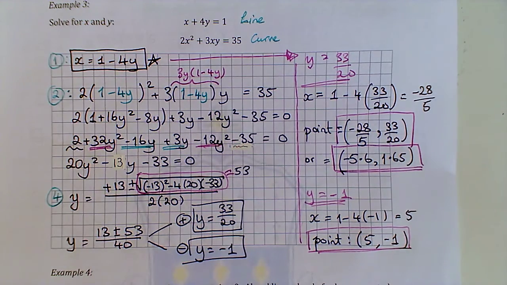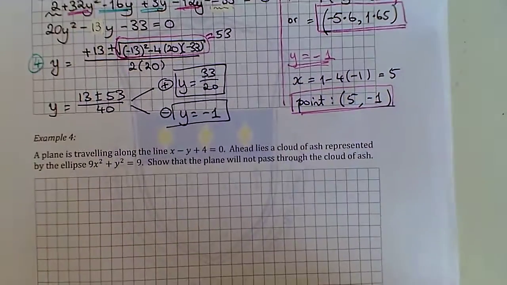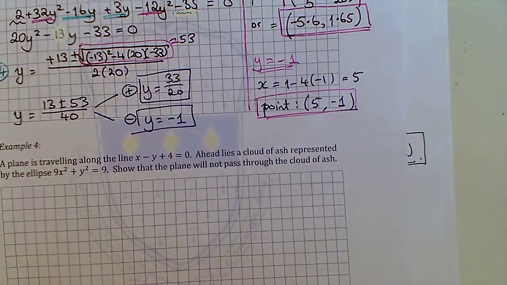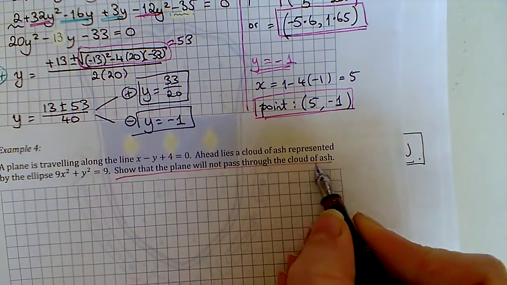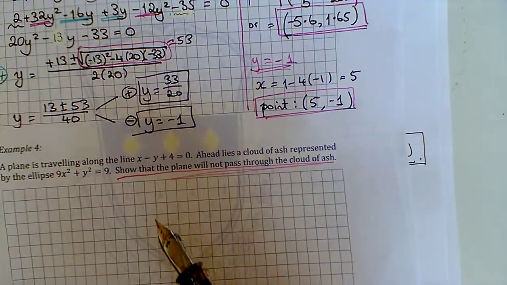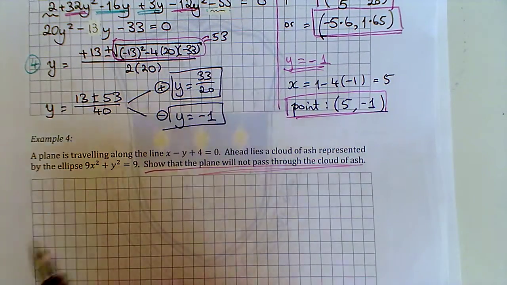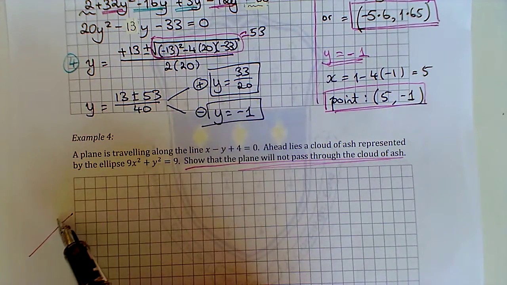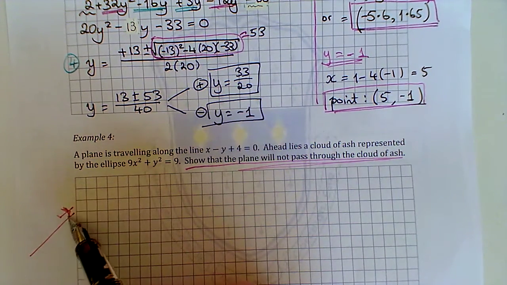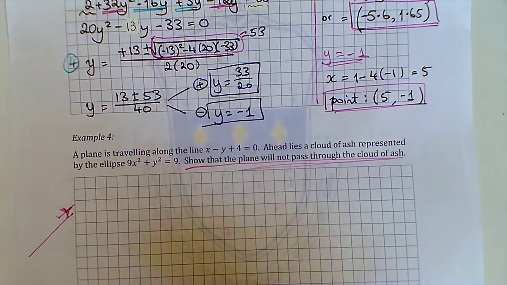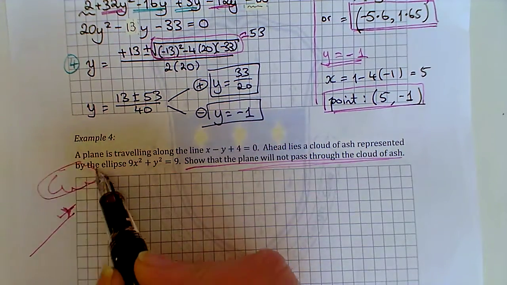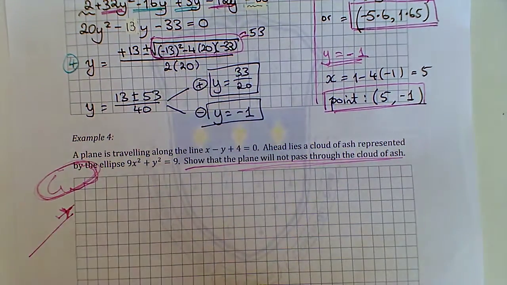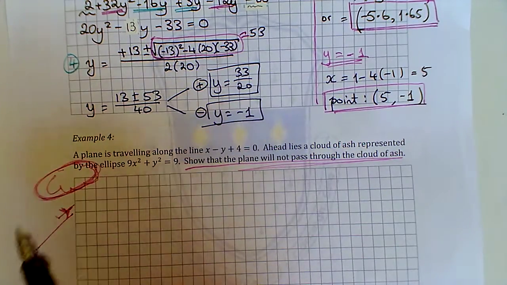Now, let's go on to example 4. Same procedure, but this is a little bit like example 1 again. I know it's not going to work out. How do I know that? They've asked me to show that the plane will not pass through a cloud of ash. Let's read the full question. A plane is travelling along a straight line, like this. So here I've got an airplane that's travelling along a straight line, and there is a cloud of volcanic ash that is described by an ellipse. So an ellipse is kind of an egg shape, a squished circle.